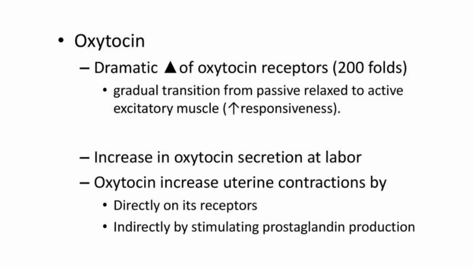Increase in oxytocin secretion occurs during labor. Oxytocin increases uterine contraction by directly acting on its receptor and indirectly by stimulating prostaglandin secretion. Now, there is an increase in oxytocin receptors and there is an increase in prostaglandin. So, the uterus will be more responsive to the oxytocin now, and since there is an increase in prostaglandin secretion, prostaglandin also increases the contractility of the muscles.